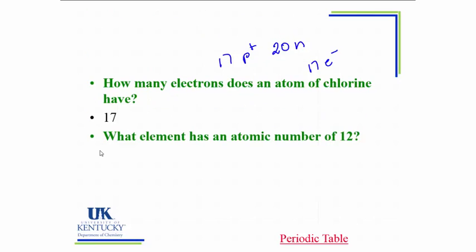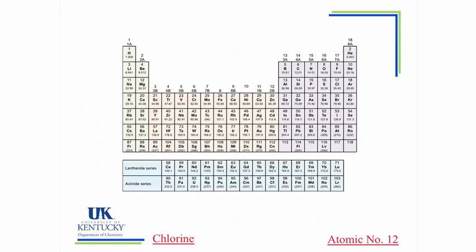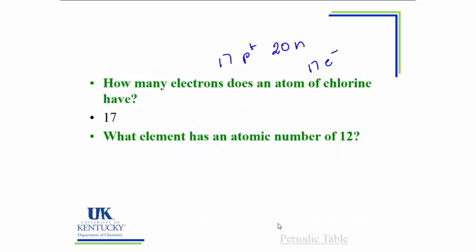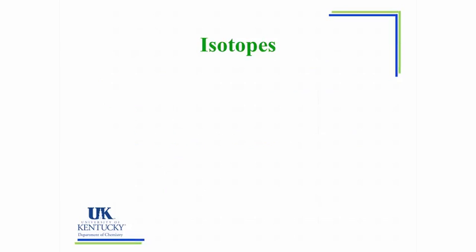Okay, let's look at a periodic table and let's decide what element has an atomic number of 12. So you look on the periodic table, you're looking for the number 12, and the number 12 is located right there. So what is that element? Certainly easy enough to determine. The element will be magnesium.